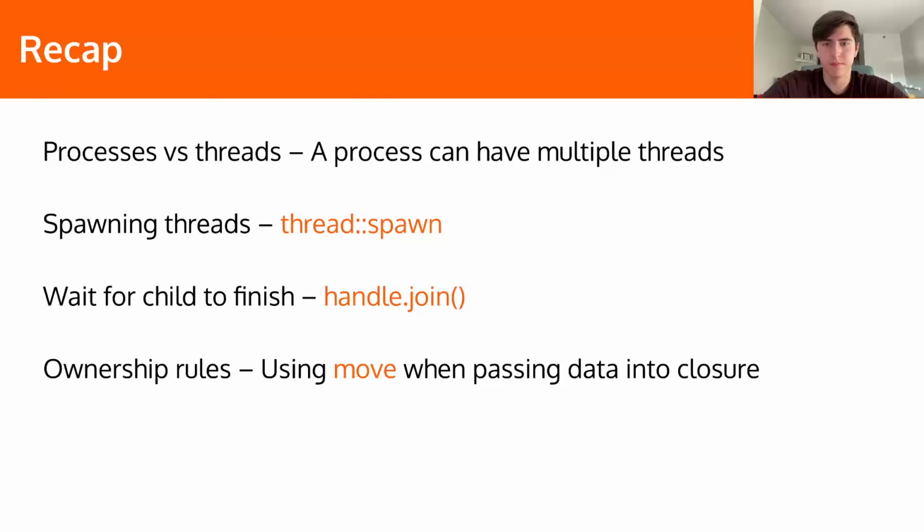So, in summary, processes and threads. Processes are like applications running on your computer. Threads are a single line of execution, and a process can have multiple of them. You can spawn a thread using thread spawn. You must wait for a thread to finish before killing your program, if you need to, by using handle.join for any handle. Then, to move any data into the new thread, you can use the move keyword when passing it to the closure.